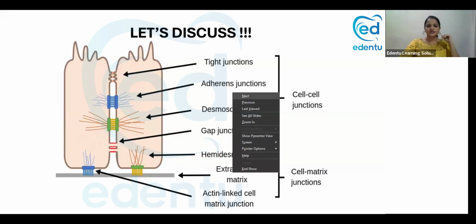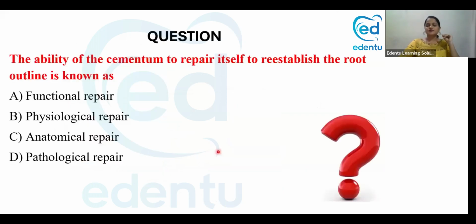Now moving on to the next question. The ability of the cementum to repair itself to re-establish the root outline is known as: is it functional repair, physiological repair, anatomical repair, or pathological repair? Any guesses, doctor? Dr. Aishwarya, Dr. Namya, Dr. Tasneem? Any guesses?